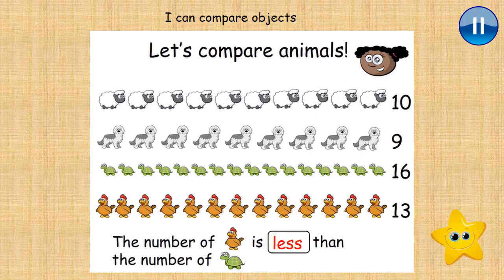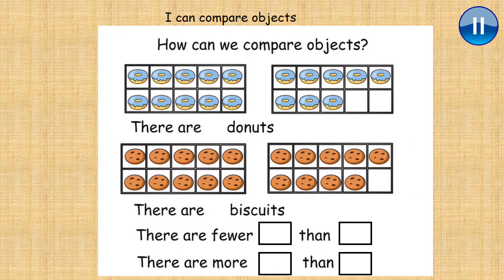Well done. Let's compare some of my favourite things. How many donuts are there? Well done, there are 18 donuts. How many cookies are there? That's right, there are 19 cookies. Now pause the video whilst you compare them.